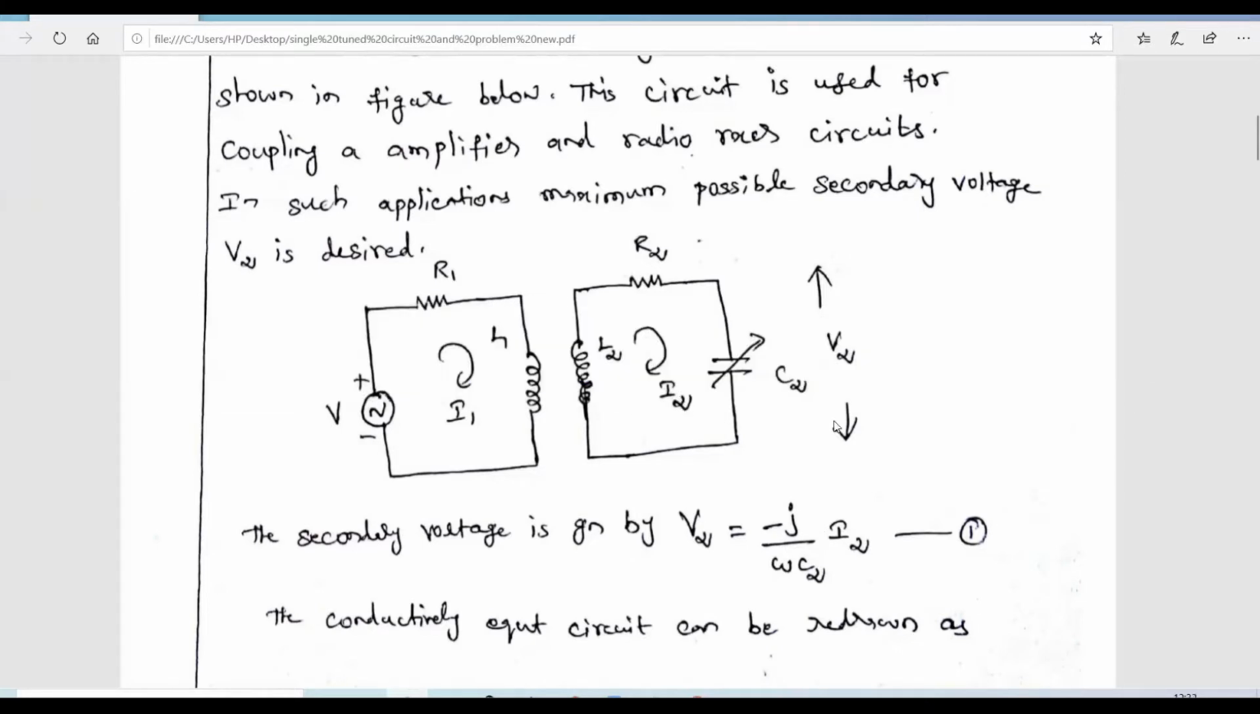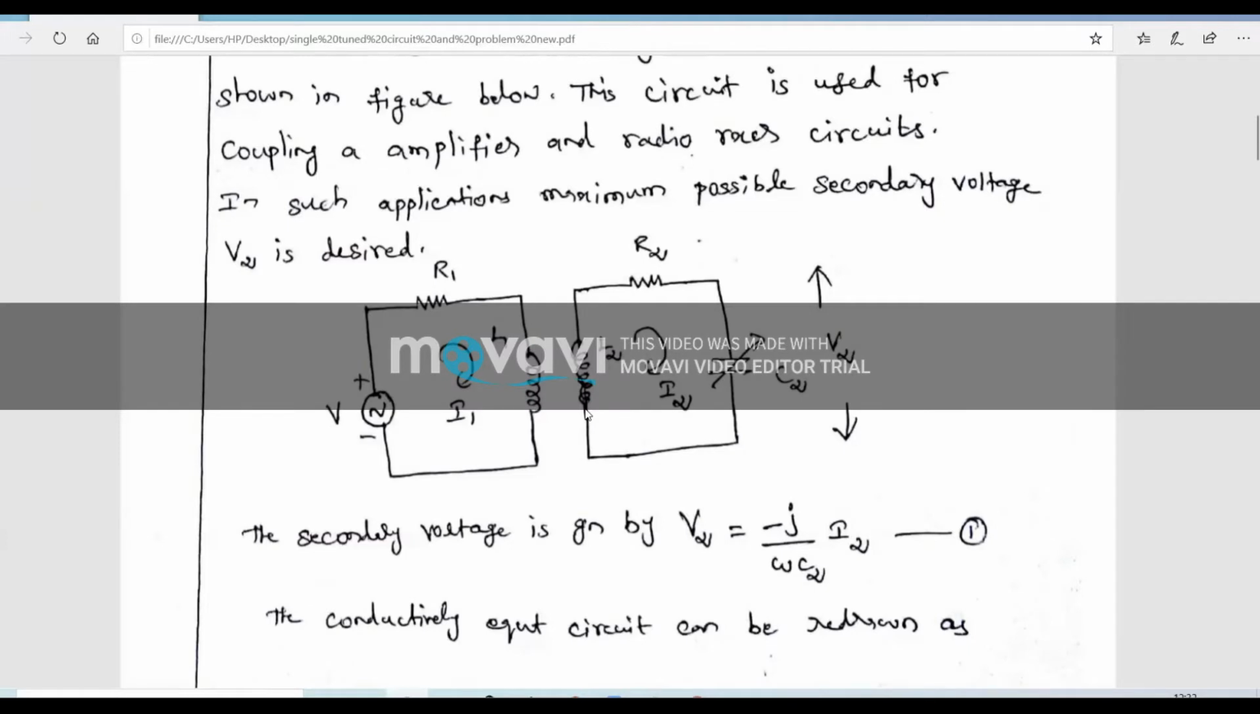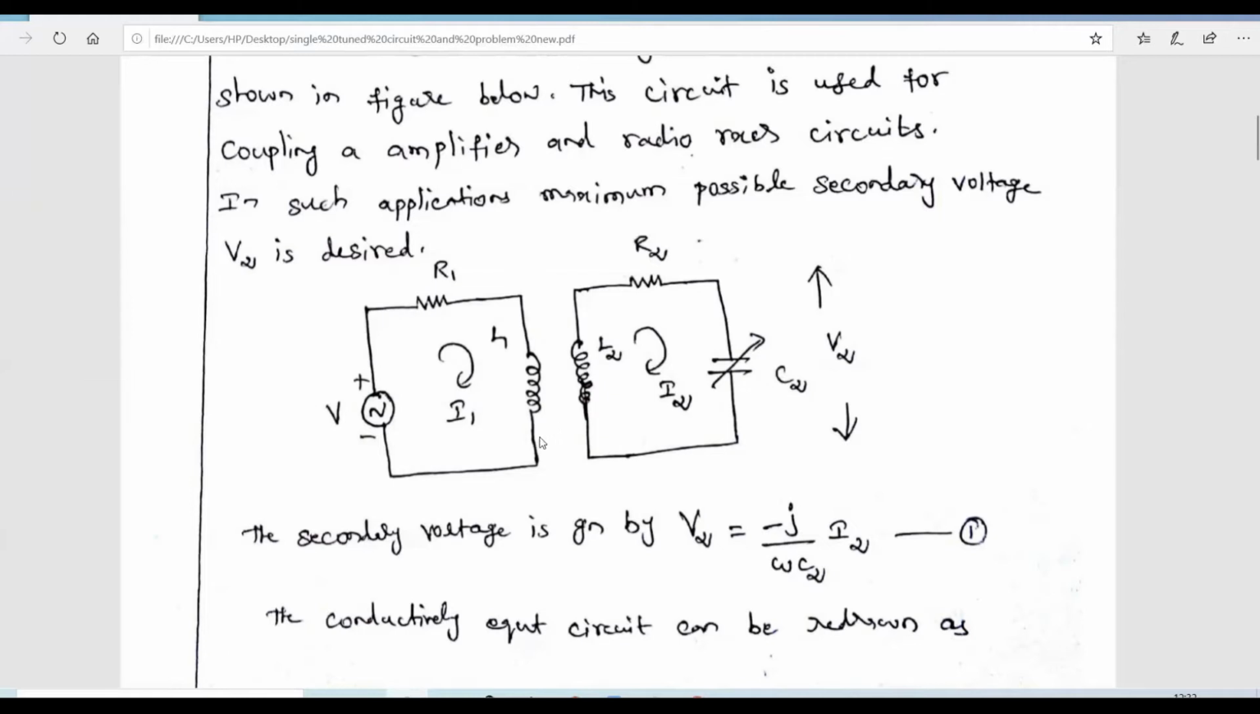The given single tuned circuit is not a conductively coupled circuit. It is a magnetically coupled circuit, since this is the primary side and this is the secondary side, and the two loops are not connected directly. These two inductors are placed very close together, and because of this, the two circuits are magnetically coupled.